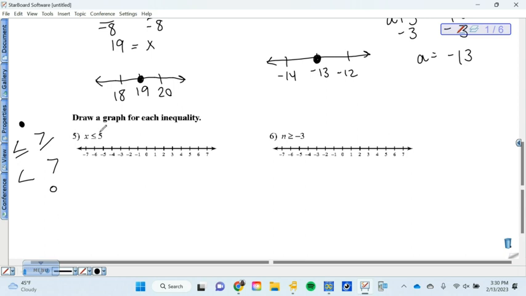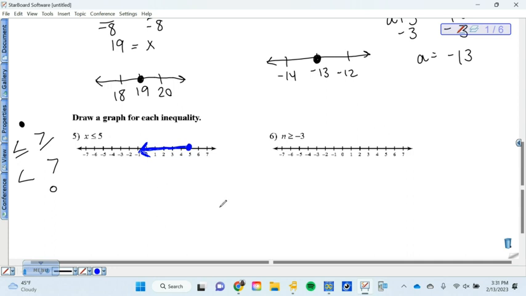So for number 5, it says x is less than or equal to 5. So I go to 5 on my number line, and am I going to do a closed circle or an open circle? Closed. So I do a closed circle. Let me use a different color. So I do a closed circle at 5. And then am I going to go to the left or to the right? Left, because it's less than. So x is less than 5. So all the numbers that are less than 5 are possibilities for x.